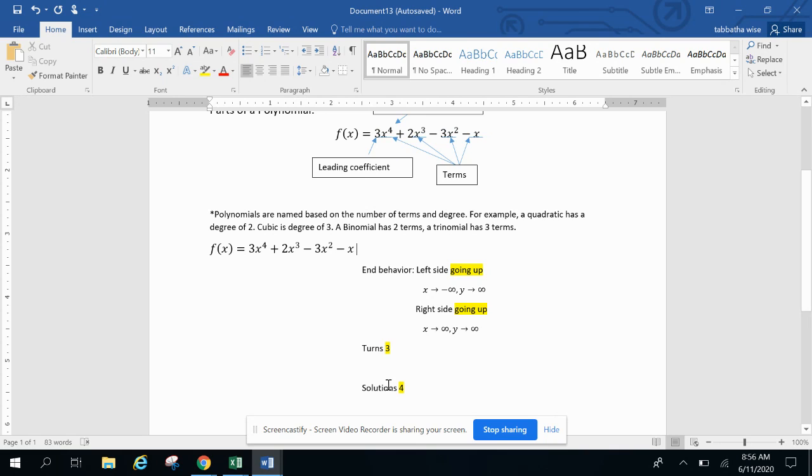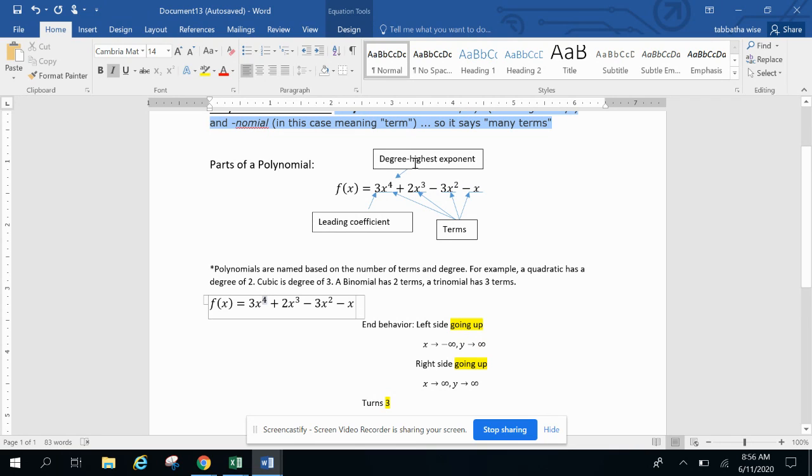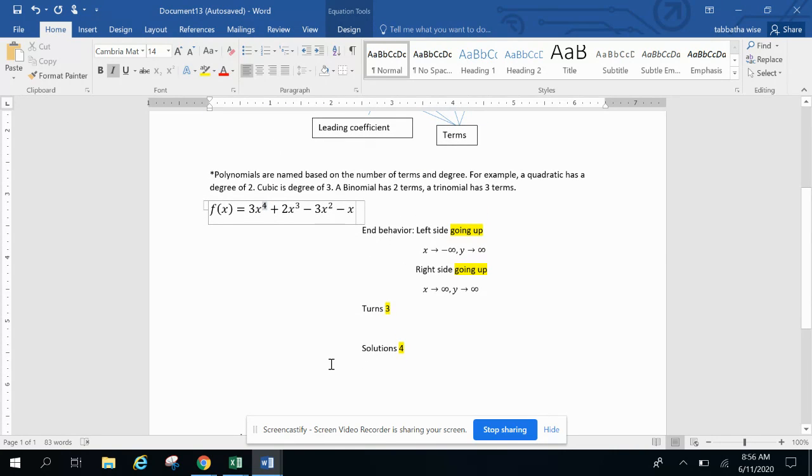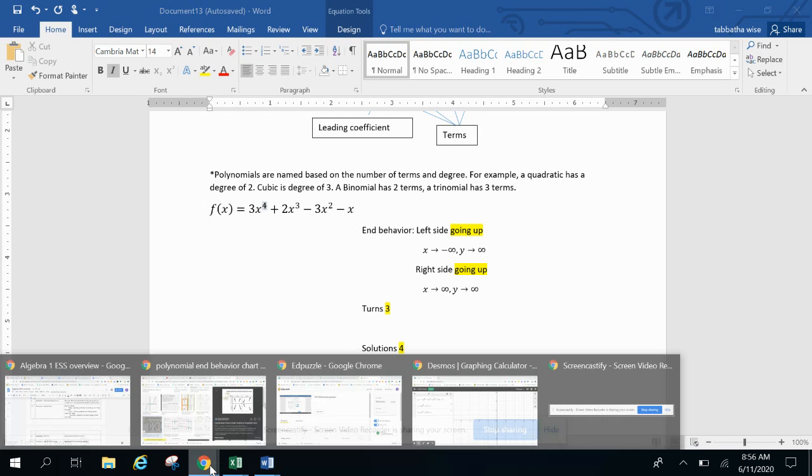So the number of solutions, if we're looking at the equation, where do you think 4 would come from? The only 4 in this whole equation is right there. That is our degree, remember? Our highest exponent. So the highest exponent always tells us how many solutions. Now we got to be careful on this. I want to show you something on the graph.